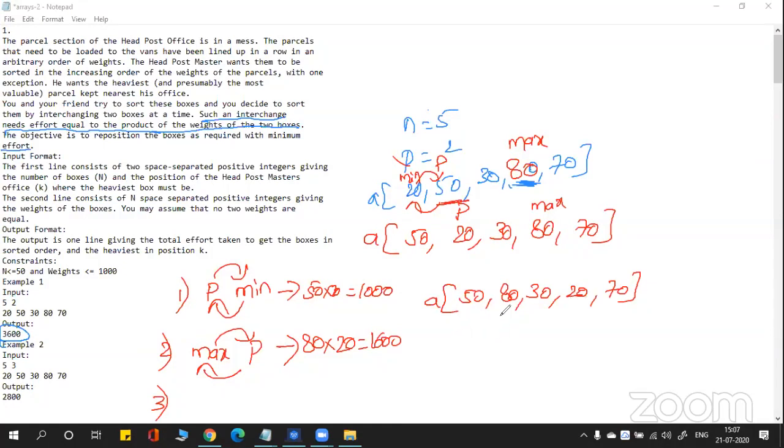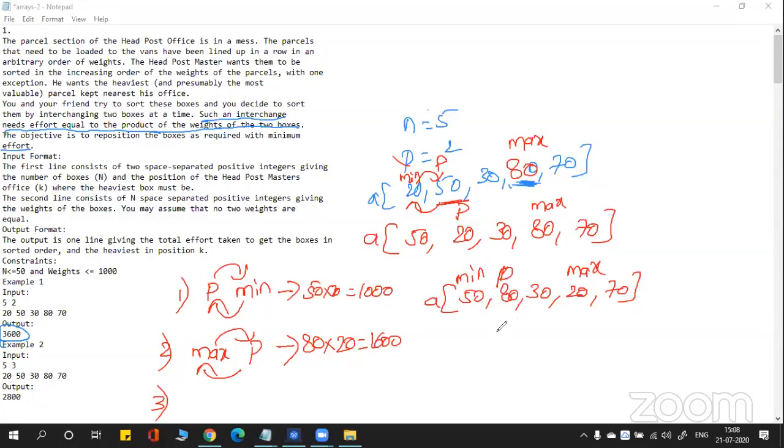Next, it should be in sorted order, right? So now again I'm interchanging. At the kth position I got the maximum number, but this should be in sorted order. So if I want that, then this 20 and this position, this maximum and minimum, should be interchanged. Every time, here there was minimum, here there was position, here there was max.